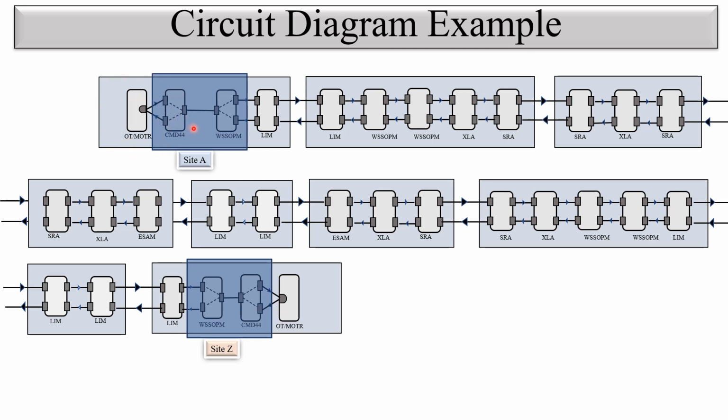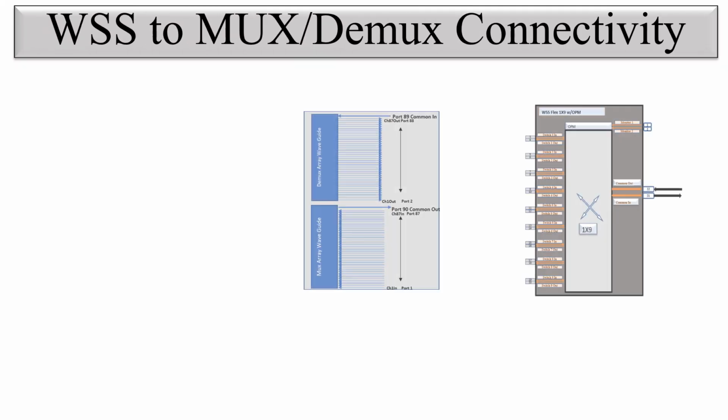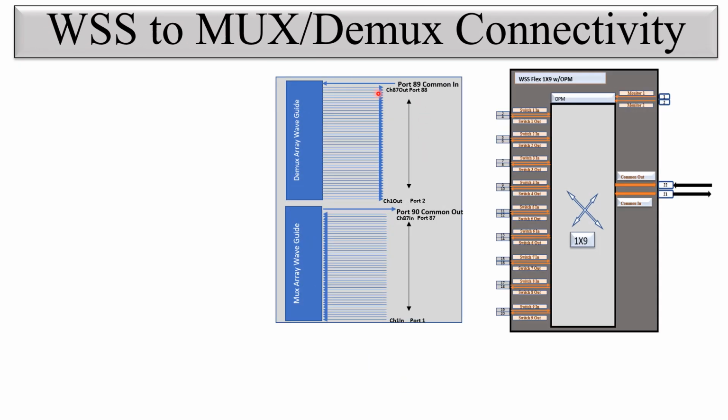Now we will see the connectivity of the next component, CMD44 and WSS OPM or WSS card. You can see here we will focus on this blue part, CMD44 to WSS connectivity. Physical connectivity, we will show how and on which port it is connected. Here you can see this is a line diagram of the CMD44 and this is a line diagram of the 1x9 WSS.